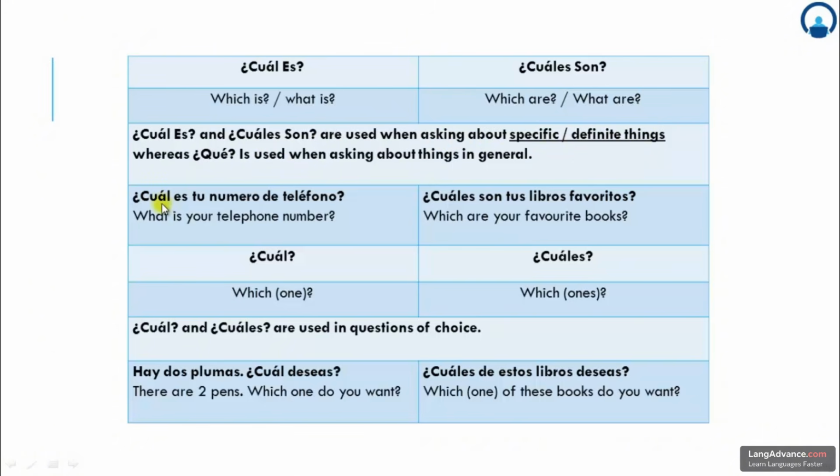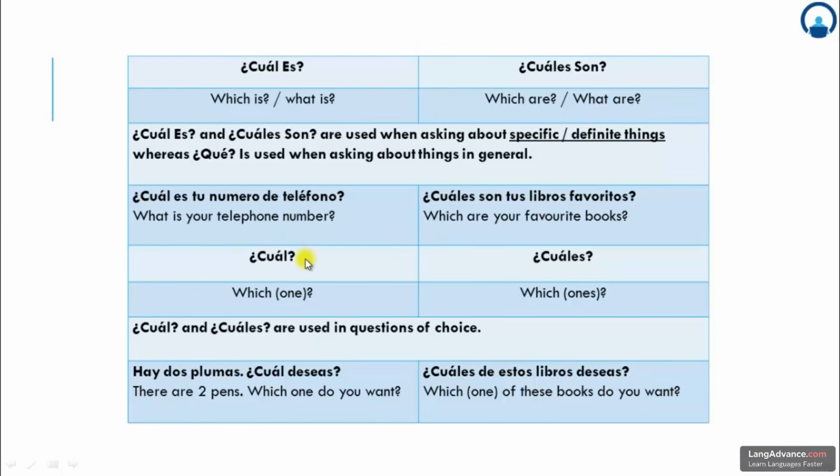So for example, ¿cuál es tu número de teléfono? That means what is your telephone number? Here I am asking about a definite thing. This is not a general statement. ¿Cuáles son tus libros favoritos? Which are your favorite books? Again I am asking about a definite thing. This is not general. Which is your favorite book? So there is going to be a specific answer to it.